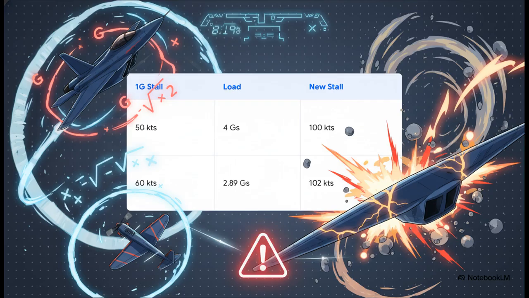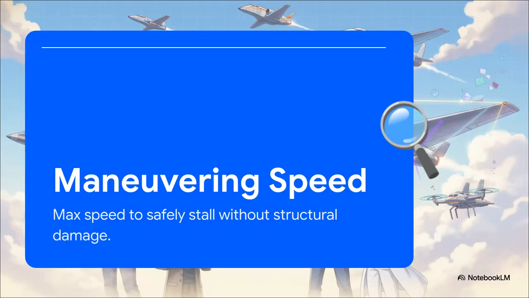Or, if your normal stall is 60 knots and you induce a 2.89 G load, the square root of 2.89 is 1.7. Multiply 60 by 1.7, and your wing now stalls at 102 knots. The danger zone creeps up incredibly fast. Because of this massive danger, we have a vital airspeed limitation called VA, or Design Maneuvering Speed. Basically, this is the absolute maximum speed at which you can safely stall an aircraft without doing structural damage.